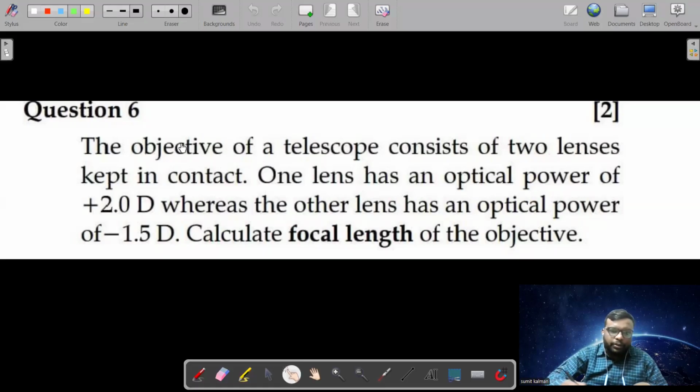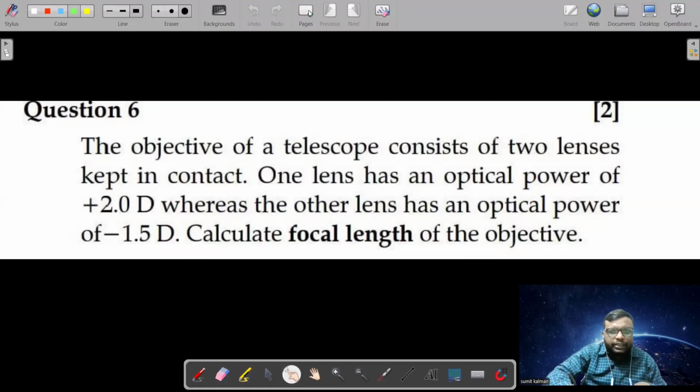So the problem is like this: the objective of a telescope consists of two lenses kept in contact. One lens has an optical power of 2.0 diopter, whereas the other lens has an optical power of minus 1.5 diopter. And in this problem, you have to calculate focal length of the objective. So, students, we will proceed for the solution. This problem is very simple.